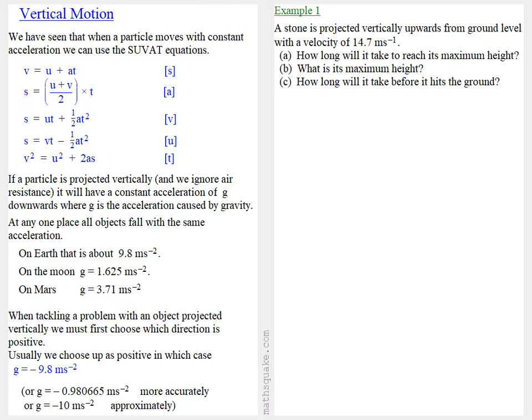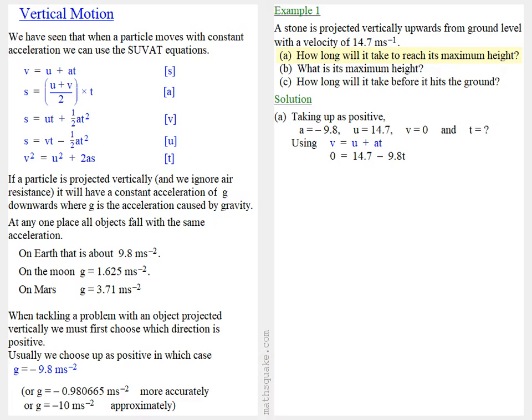Let's consider an example, example 1. A stone is projected vertically upwards from ground level with a velocity of 14.7 meters per second. In part A, we're asked, how long will it take to reach its maximum height? Well, to solve this, we need to decide which direction is positive, so let's take up as positive, in which case a is equal to minus 9.8, u is equal to 14.7. At the top, it'll have no velocity, so v equals 0, and we're trying to find t. So we're going to use the equation v equals u plus at.